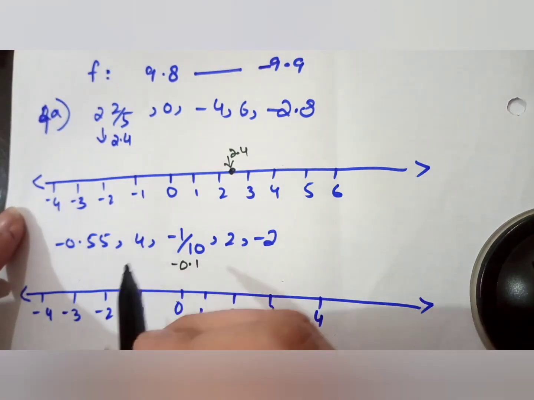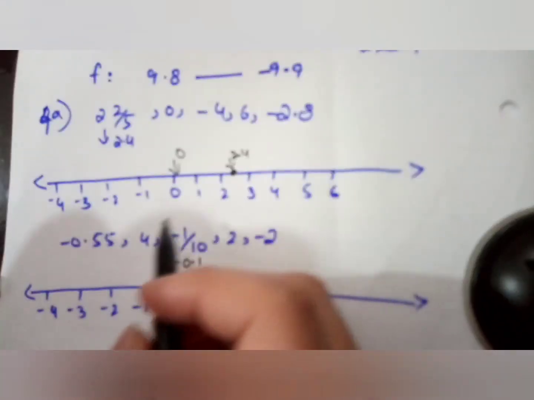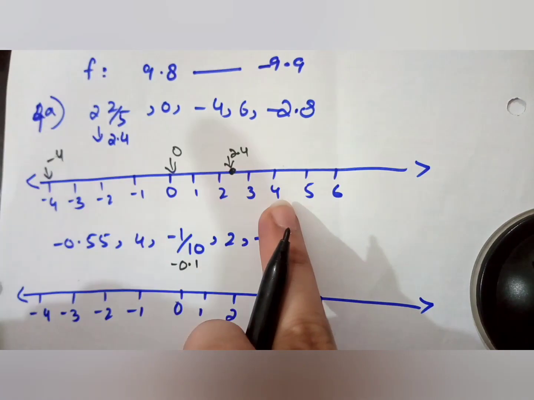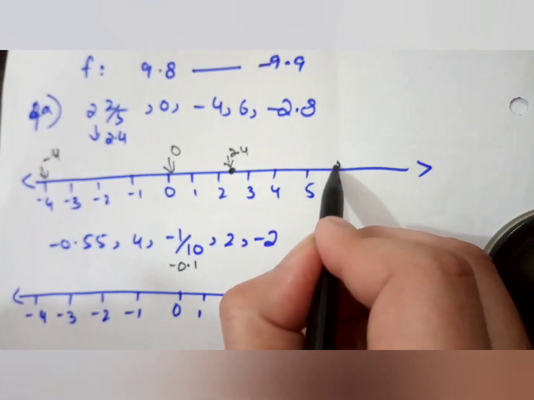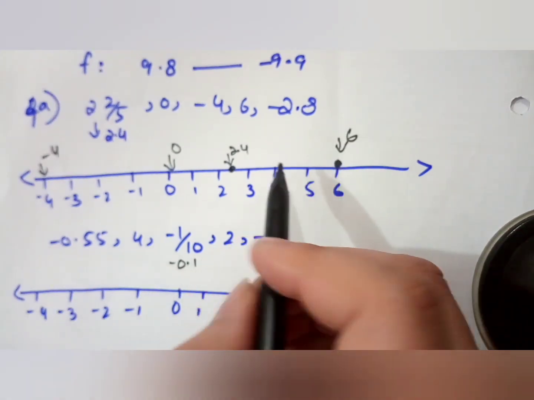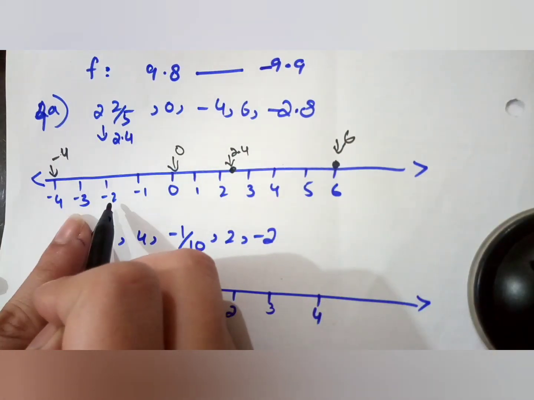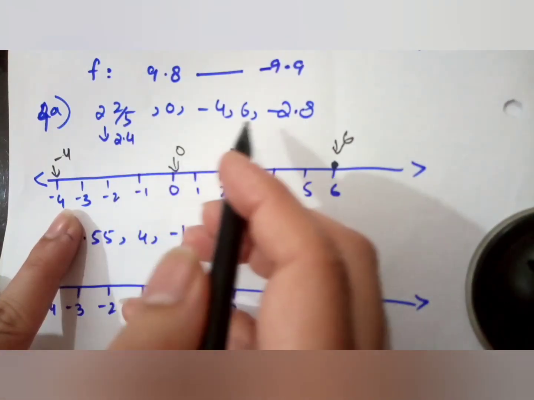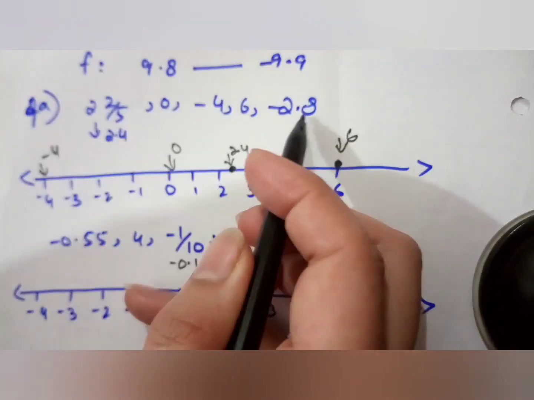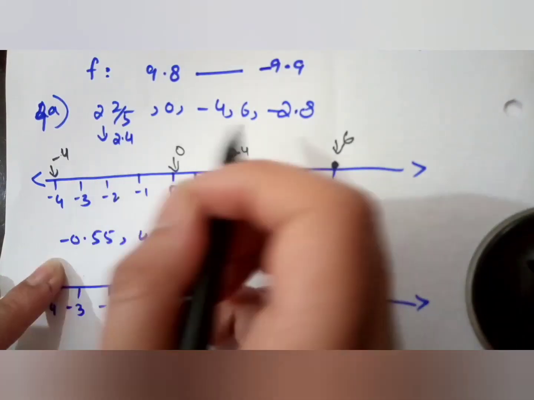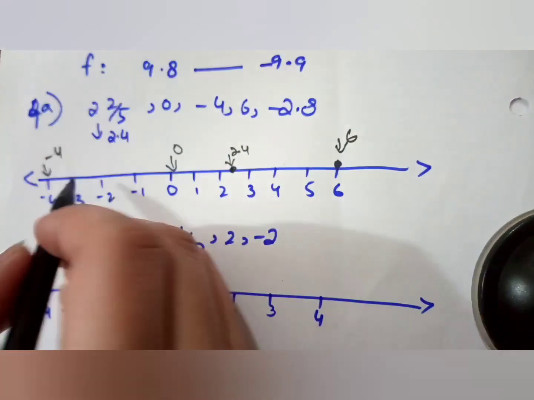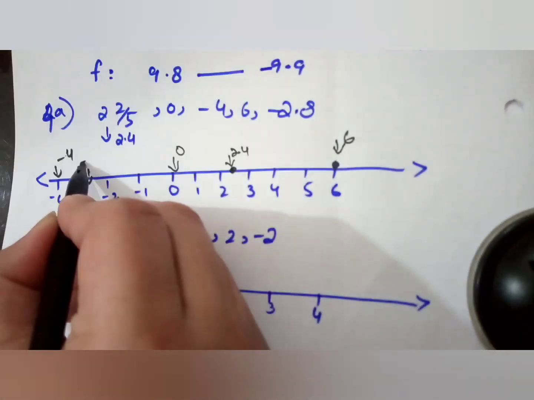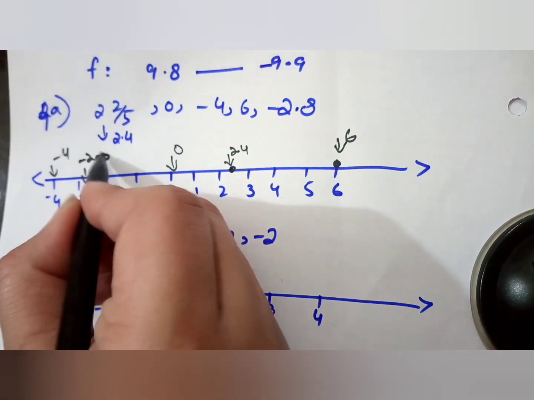Now the next number is 0. So mark the 0. Just represent the numbers on the number line. Minus 4, this is your minus 4, not on the 4 but on your left side. Then we have the number 6. Then minus 2.8. This is 2 and 3, minus 2 and minus 3. Minus 2.8 means more than 2, 2 and 0.8, so we move towards this. This minus 2.8 is nearest to minus 3, because when we add 0.2 it becomes 3. So mark the point nearest to minus 3 for minus 2.8.